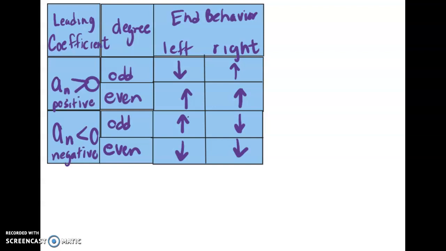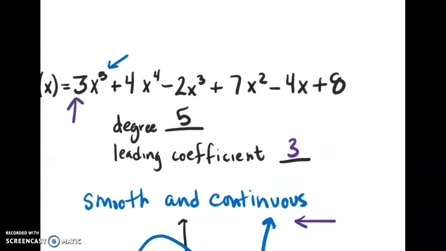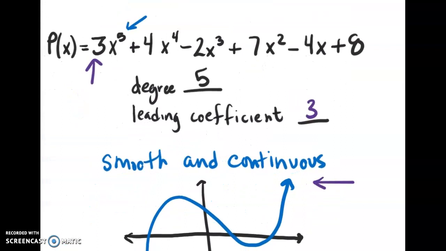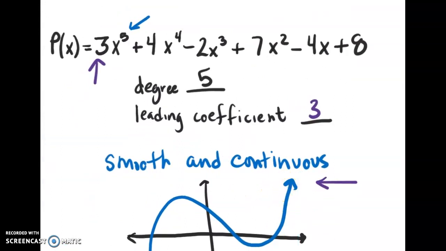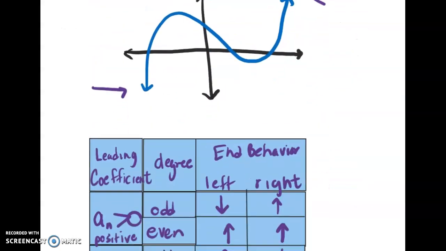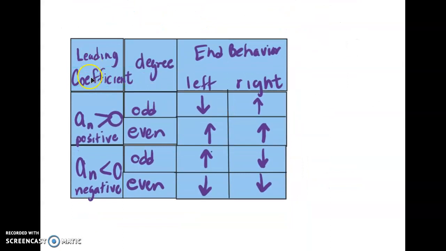So the first one we'll take a look at is the one from up above. If I look at the leading coefficient, it is positive. It is 3. The degree here is 5, which is an odd number. And with an odd number, we would follow this pathway. So we're going to go to our chart. I'm going to say, well, the leading coefficient was positive, so I'm going here. And the degree was 5, so that's odd. So then this should be the behavior.